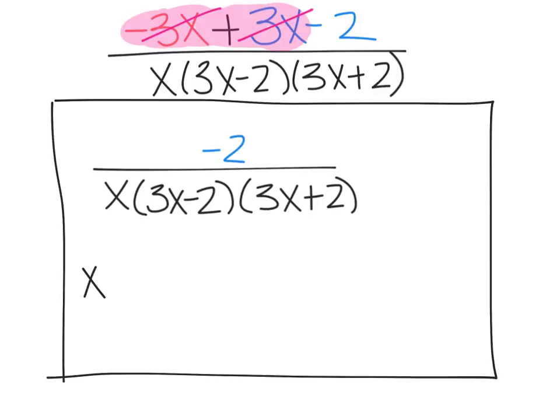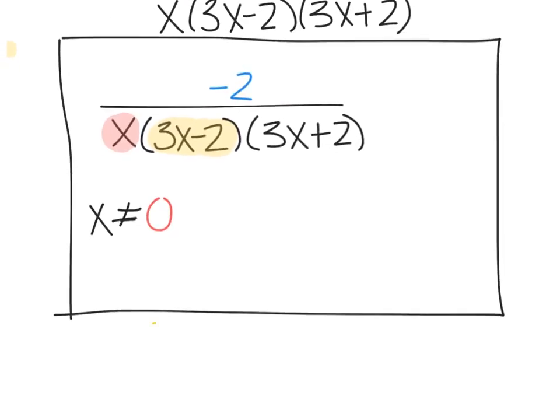So to find my excluded values, I've got to figure out what my factors of my denominator are and what would cause them to equal 0. So we start with the first one, which is x. If x were to equal 0, that would just mean that x could not be 0. That would be a problem because we would get a 0 in our denominator. My second factor is 3x minus 2, so if I set that equal to 0 and solved, I have 3x minus 2 equals 0, so we add 2 to both sides.